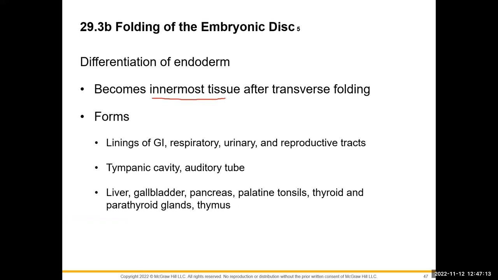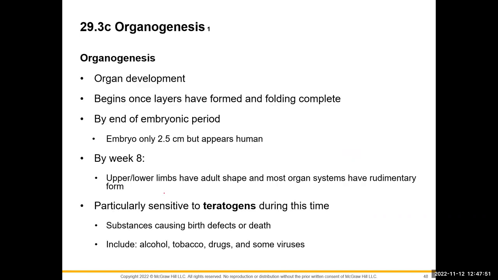So think about all the structures that are going to be lining a lot of your systems internally. Obviously the epithelial tissue that lines your GI tract, your respiratory tract, urinary and reproductive tracts, that is going to come from the endoderm. And then the tympanic cavity, which is going to be up in your ear, your auditory tube there, that's your ear canal. And then we'll see some of our accessory organs from the digestive system, liver, gallbladder, pancreas, then our tonsils, and then a couple of our glands, the thyroid gland, the parathyroid glands and the thymus, all are derived from the endoderm. So again, these structures are going to be found internally to our tissues there as a result of the folding.